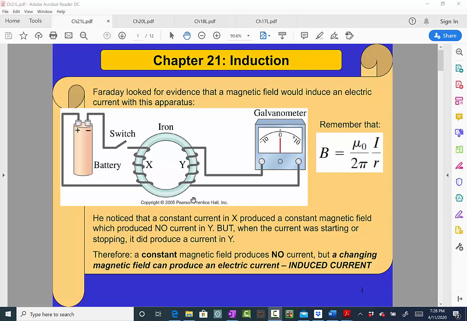Okay, and the same thing the other way around. Suppose I had this switch closed, so I have steady current, but now if I open the switch, so I go from presence of a magnetic field to then no magnetic field. During this change, again I induce a current. Okay, so this is what the text is saying. A constant magnetic field produces no current. But as I'm changing the magnetic field, then yes, we created this electric current, which we then call induced current.